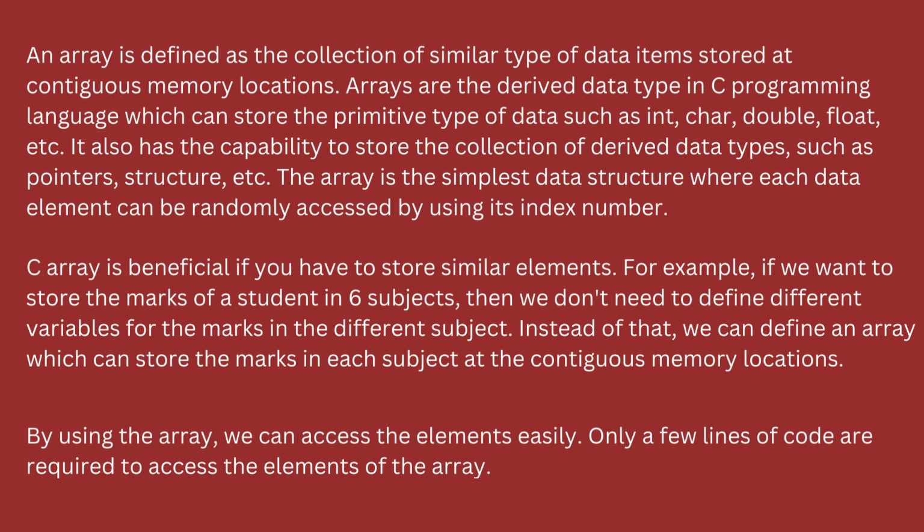memory location. In the next slides, I will explain how continuous memory allocation works and what continuous memory allocation means. Arrays are a derived data type in the C programming language which can store the primitive type of data. What do you mean by primitive data type?